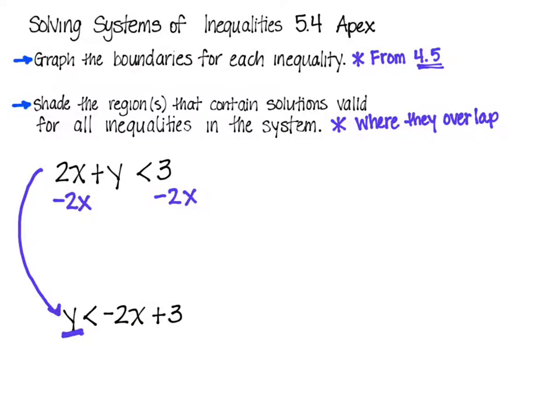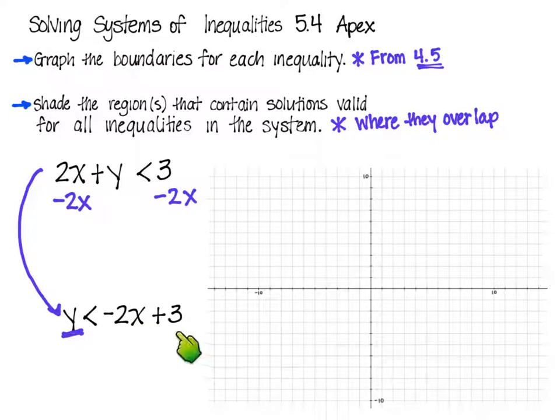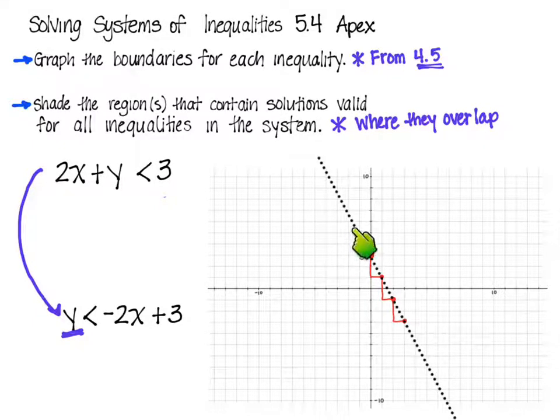To graph that, we're going to find the point positive 3 on the y-axis and put a dot there. And then we have the slope, negative 2, which means go down 2 and over 1. So I went down 2 and over 1, and I'm going to put another dot. And then I'm going to go down 2 and over 1 again. I could do this over and over, but the main thing is I'm going to connect those dots with a dashed line because this is less than but not equal to. So we're going to end up with a dashed line.